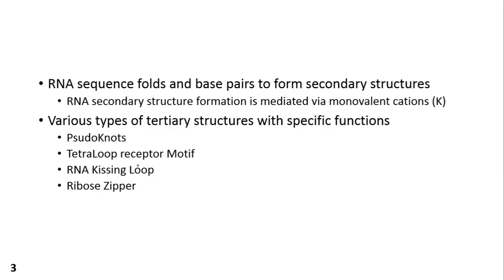So we know that RNA exists at the tertiary structural level, and there are a lot of tertiary structures that we know so far. RNA folds into tertiary structures called pseudoknots. They fold into a tertiary structure called the tetraloop receptor motif. They form RNA kissing loops. They form the ribose zipper, and each of these RNA tertiary structures has specific functions to play in cells.